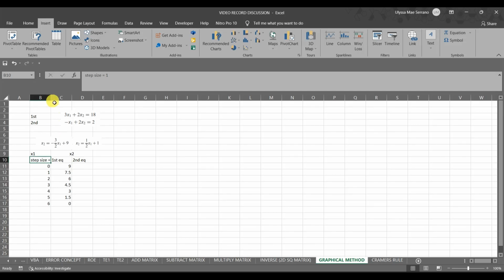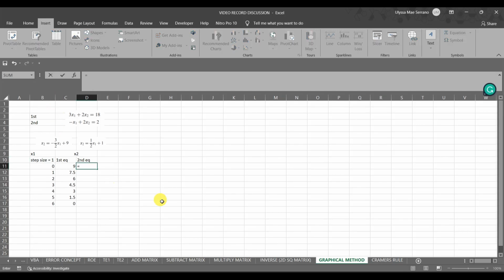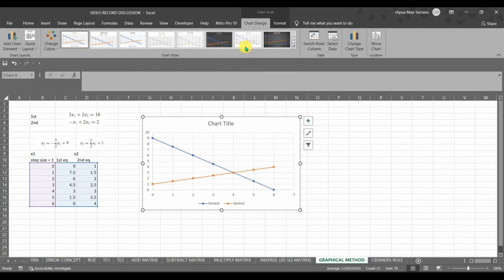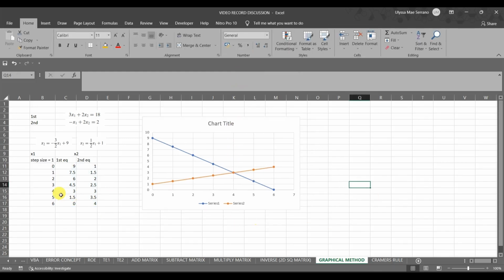For the second equation, we have here 0.5 times x sub 1 plus 1. Same process, substituting and selecting this cell. Based on this plotting, the point of intersection is at 4 and 3, so 4 at x sub 1 and 3 at x sub 2. So this is how you use Excel in applying the graphical method.